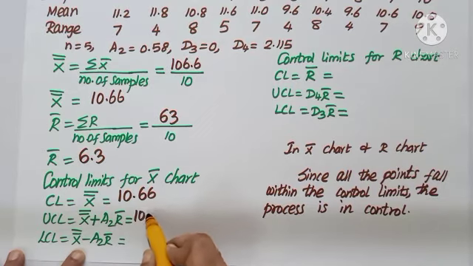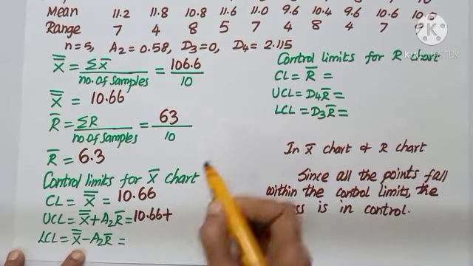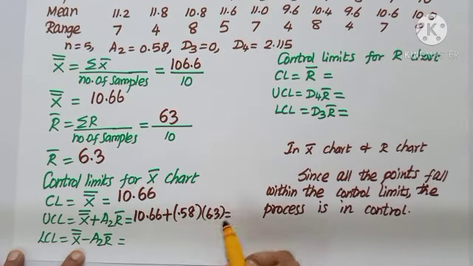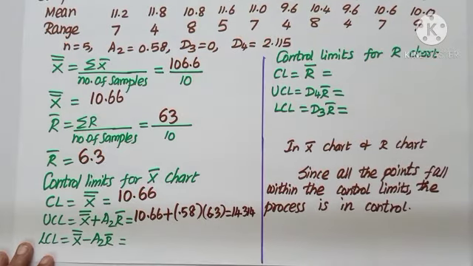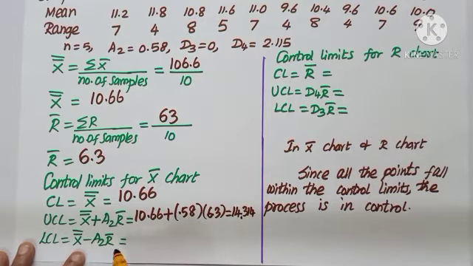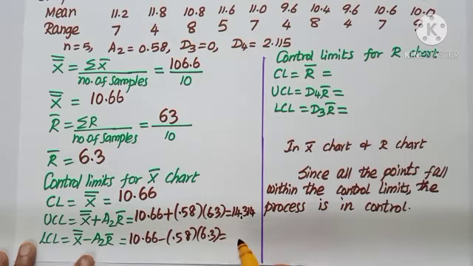UCL is 10.66 plus A2 value 0.58, R bar 6.3. As we multiply and add, we get 14.314. LCL is X double bar minus A2 R bar. 10.66 minus 0.58 into 6.3. Multiply and subtract from 10.66.